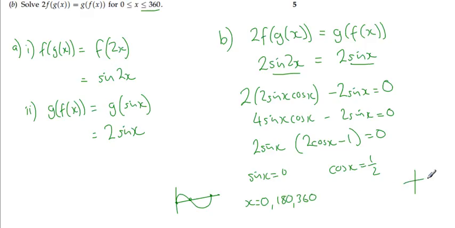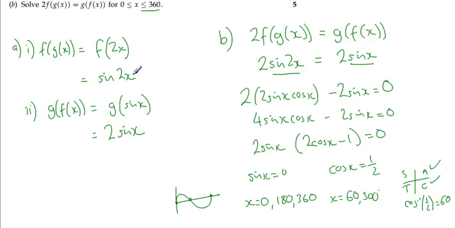From here, cos x equals positive a half. You're in quadrants 1 and 4. Inverse cos of a half is equal to 60. So x is going to be quadrant 1, 60, quadrant 4, 300.